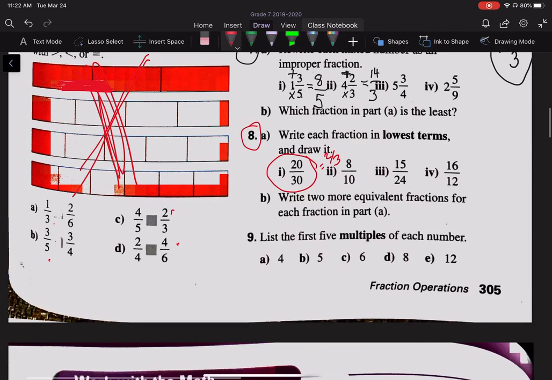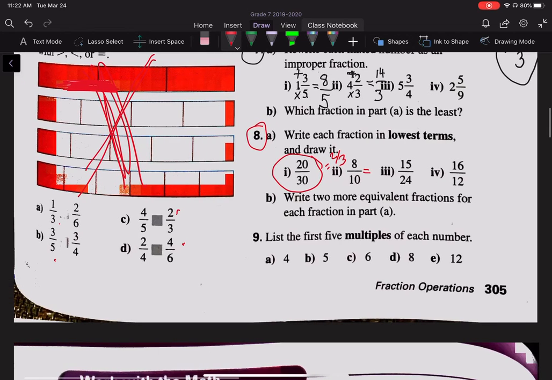For the 8 over 10, what can I divide the top and the bottom by to get the lowest term? And again, if you said divide by 2, you were absolutely right, because you get 4 over 5, and that is your lowest term. For this one, you divide by 3, you get 5 over 8. And for this one, you divide by 4, you get 4 over 3.